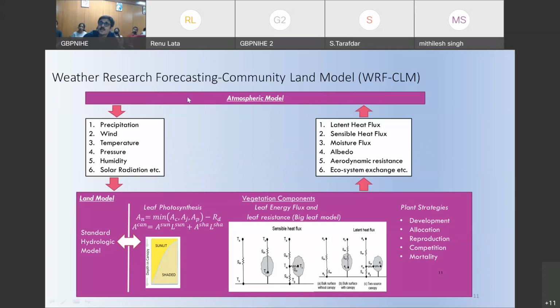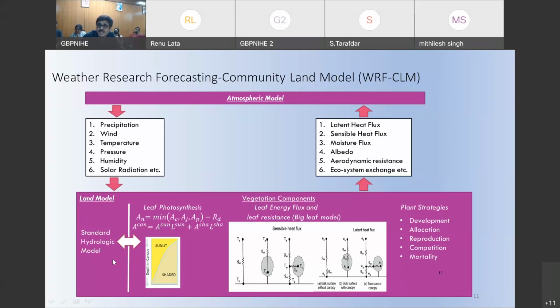For that, we picked a regional climate model known as the Weather Research and Forecasting model, WRF, coupled with the Community Land Model. WRF has an atmospheric component. I'm not going into details, just telling you this, and this is the land model. The atmospheric model sends precipitation, wind, temperature, pressure, humidity, solar radiation, etc. to the land model, and the land sends back latent heat flux, sensible heat flux, moisture flux, albedo, etc.